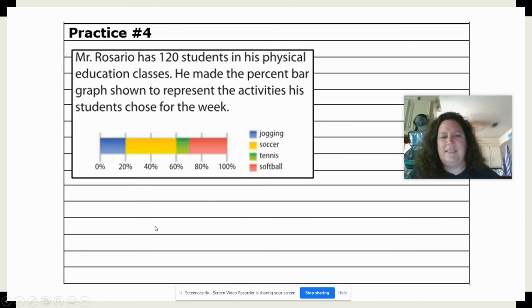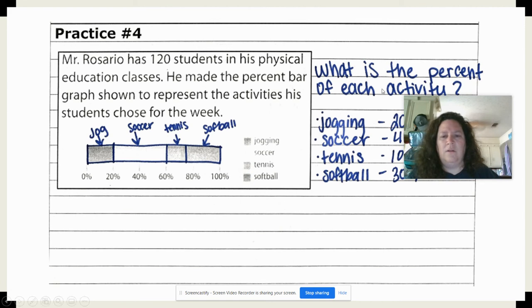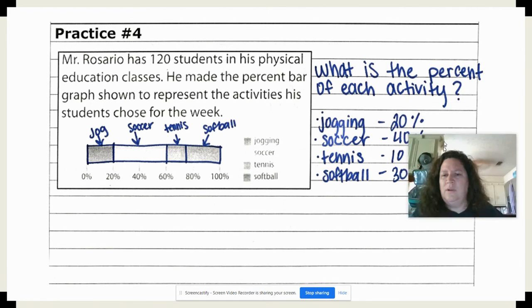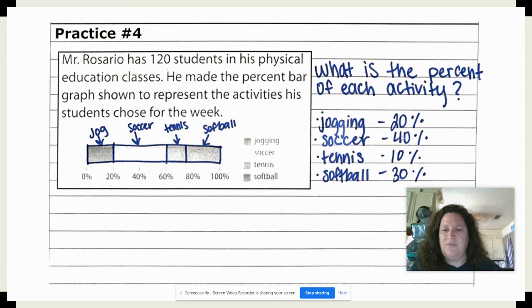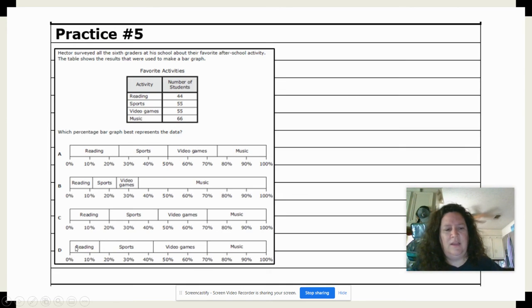So you need to write me a statement talking about that particular graph as well, okay? So it says, what is the percentage of the activities? You write the statements that say what about those activities. So you might notice that tennis and softball are equal to one or the other. So look at that when you're talking about your statements, okay?